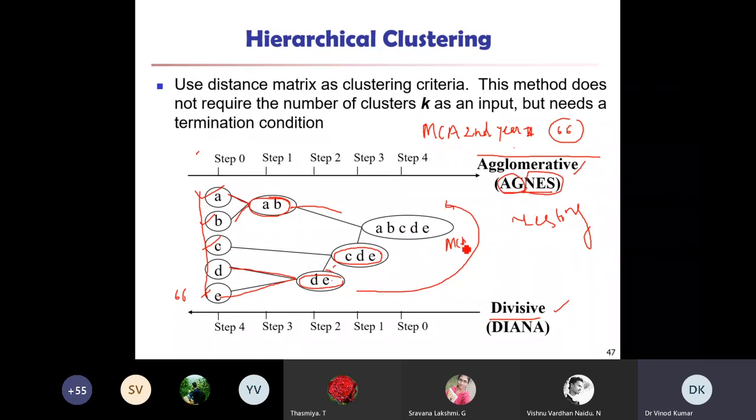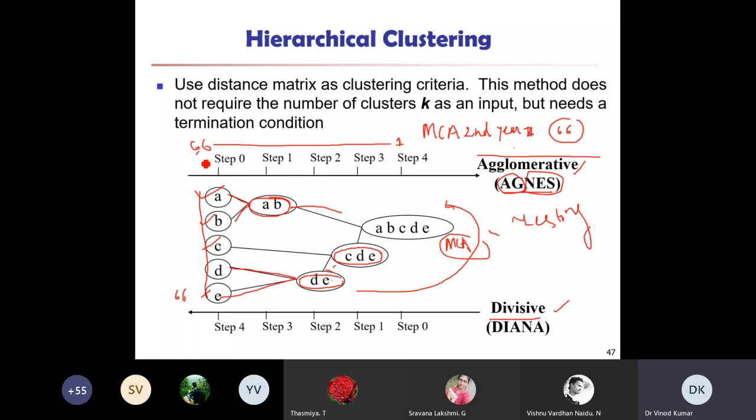So we'll come with all 66. Initially 66 clusters were there. Then I will come up to the top of the hierarchy, and I will come with only one cluster. So what is happening here? From 66 I come up with only one cluster, that is MCA. Your individual students, then I group, then I came with one cluster.